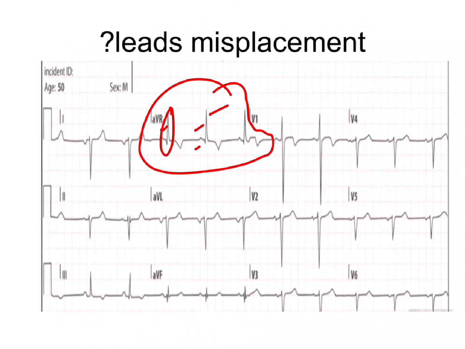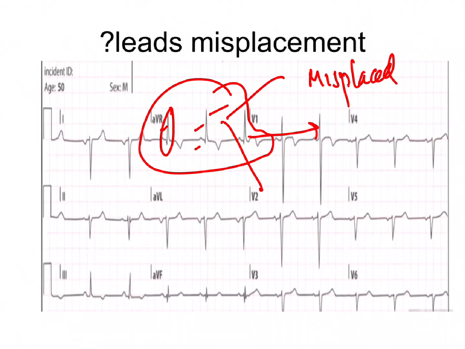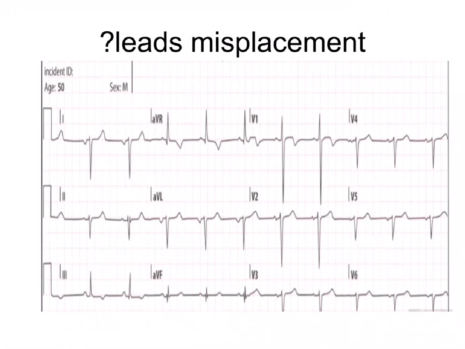If we find positive complexes, positive deflection in the AVR, then we have two possibilities: either leads are misplaced or the patient has dextrocardia. How will we come to know whether leads are misplaced or the patient has dextrocardia? Let us see. If we find positive deflection in AVR, we should think of lead misplacement or dextrocardia.